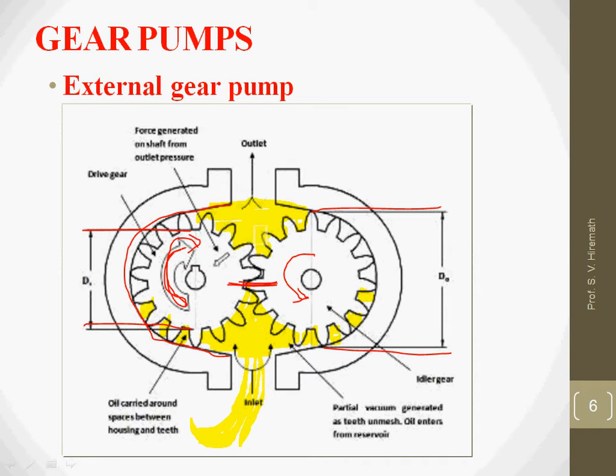Obviously the reduction in the volume is going to increase the pressure, because I don't have any option for the hydraulic fluid to move further, so that it will take the path of the outlet line itself. So this is how the external type of gear pump will work.